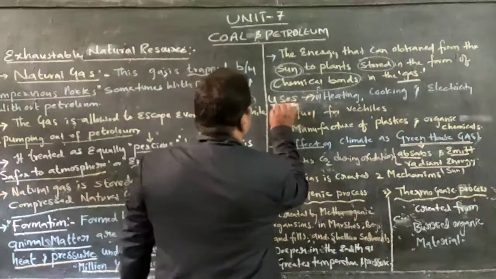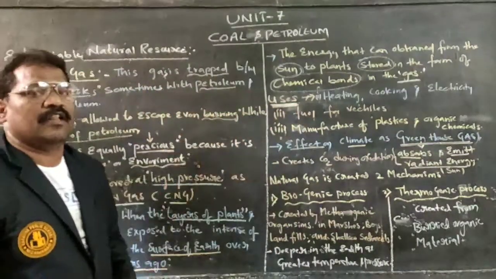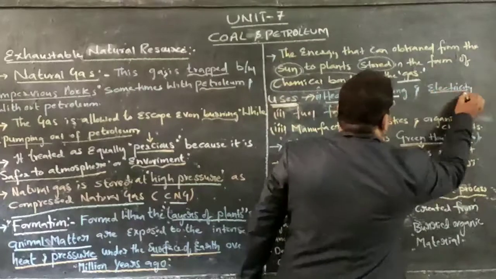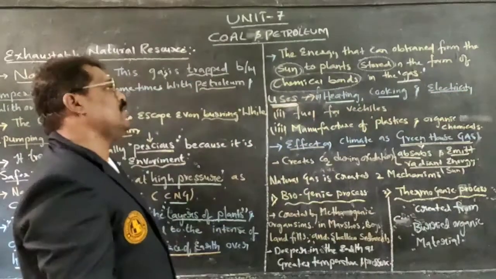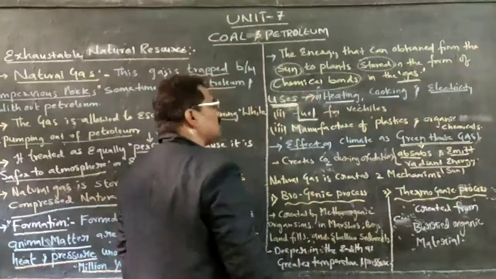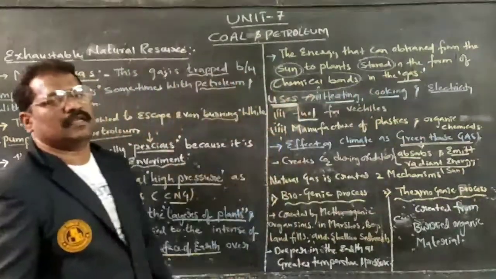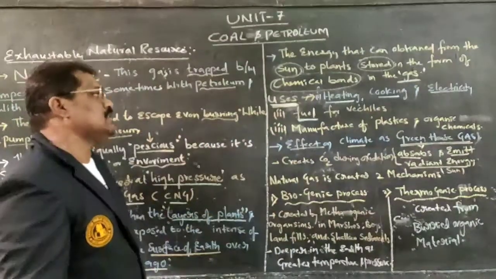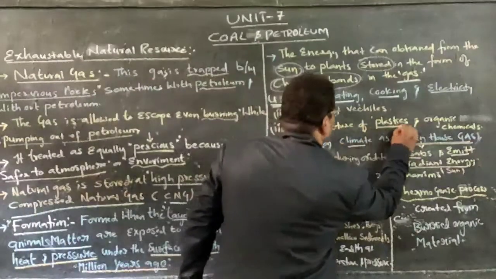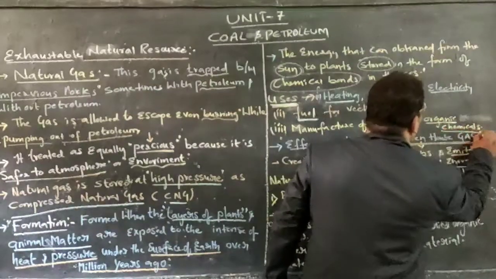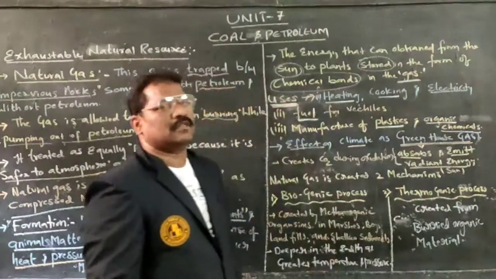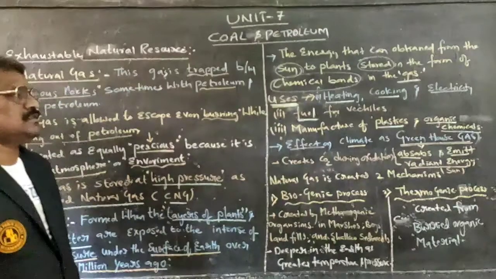Next one is uses. For what purpose is this natural gas useful? It is useful for heating, for cooking, as well as for generating electricity. Not only that, it is also used as fuel to run vehicles as well as industries. Nowadays CNG gas is used by so many vehicles. Not only that, it is also useful in manufacturing plastics as well as organic chemical substances.